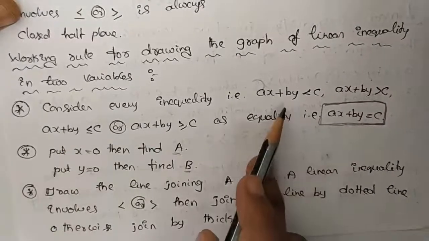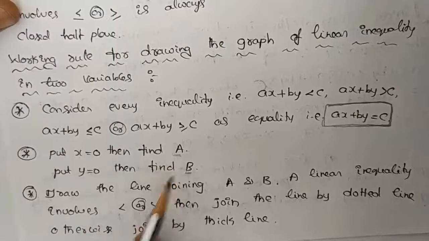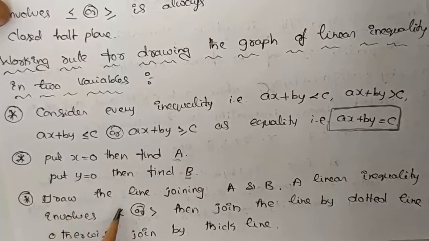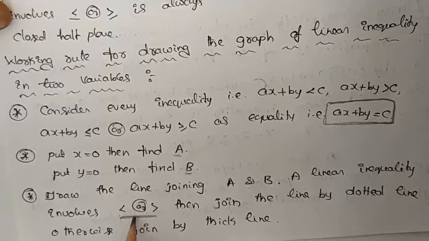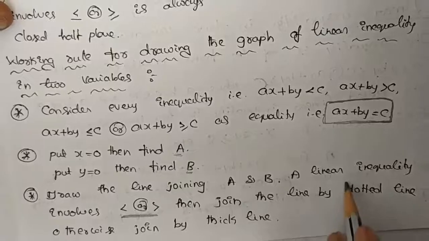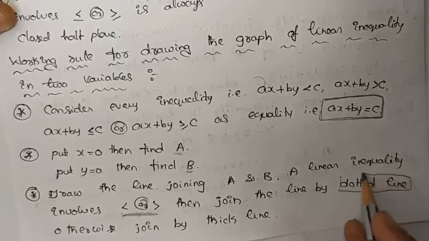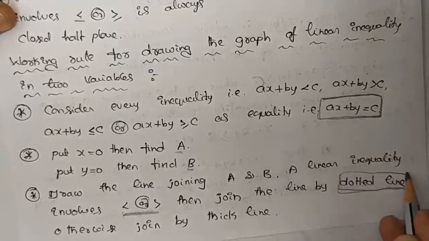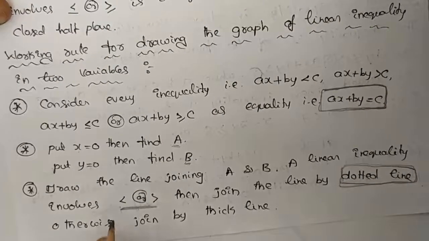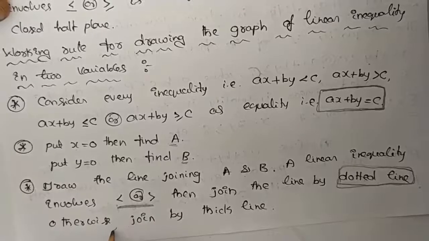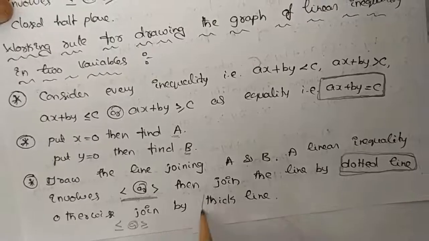First step, whatever the inequality is given, we consider that as equal. In the second step, we will get A and B. Third step, we draw the line joining A and B. If the inequality involves less than or greater than, then we have to join that line by a dotted line only. Otherwise, if there is less than or equal to, or greater than or equal to, join by a thick line.